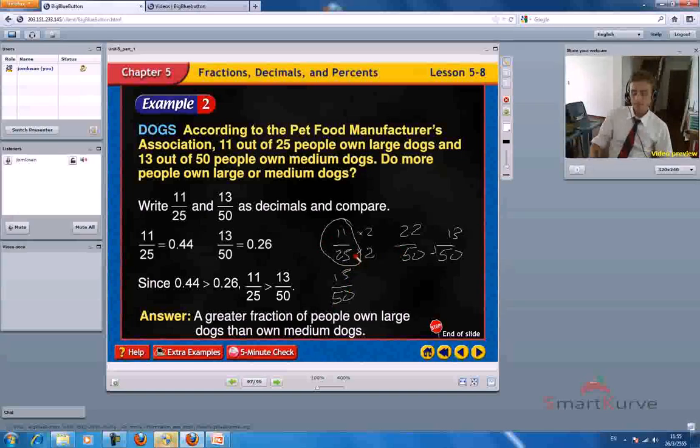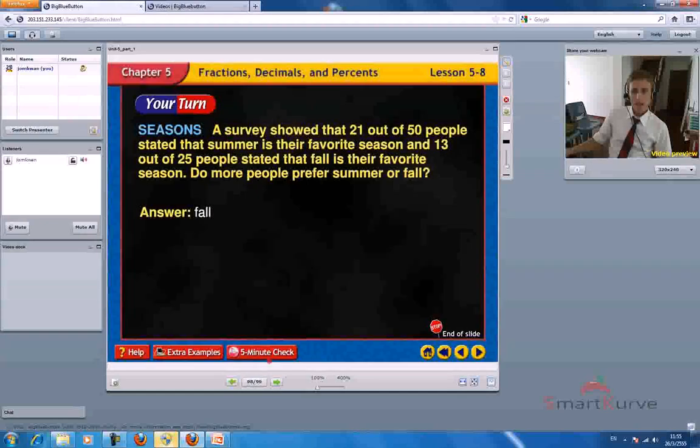You also could have changed them to have the least common denominator. So 11 out of 25, 13 out of 50, the least common denominator is going to be 50. So multiply this by 2. We get 22 out of 50. And we keep 13 out of 50. So 11 out of 25 is still greater than 13 out of 50.